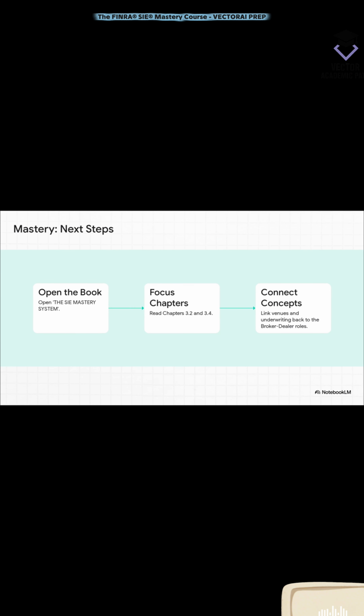So there you have it. You now have the complete mental model for how capital flows through the entire system. Your next step for locking this in, for achieving true mastery, is to open up the SIE Mastery System book. Focus on chapters 3.2 and 3.4. But don't just passively read. I want you to actively connect every single concept, every trading venue, every underwriting type, back to those core broker-dealer roles we covered. Build that web of connections in your mind. That is how you take control of this material.